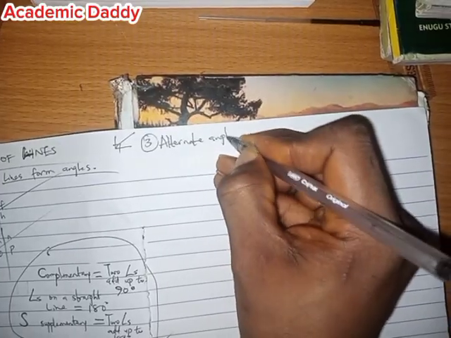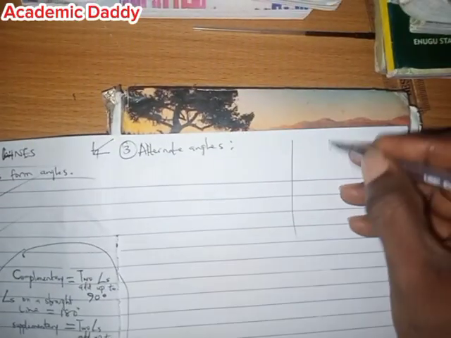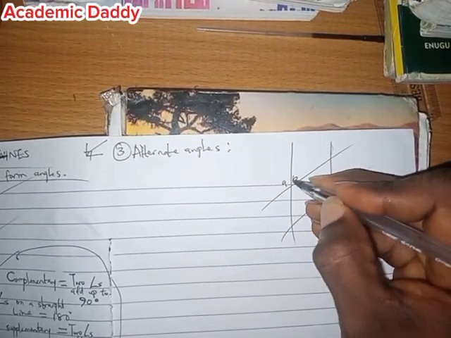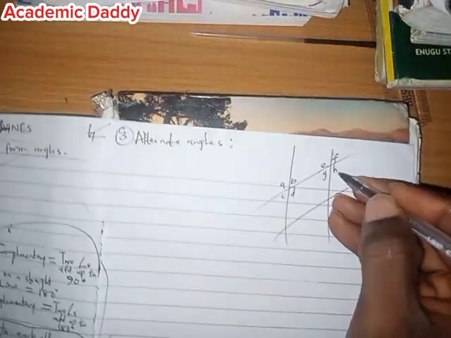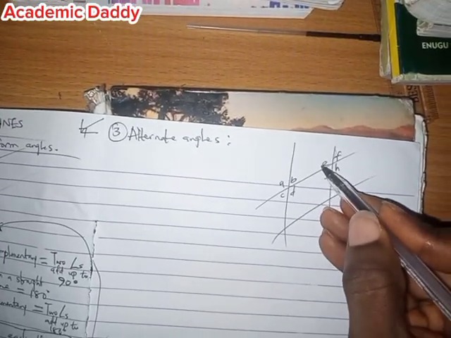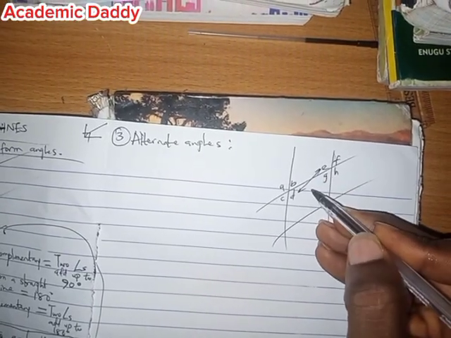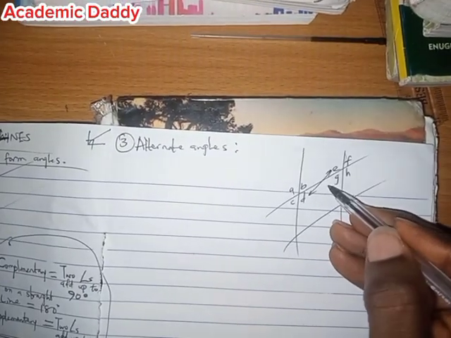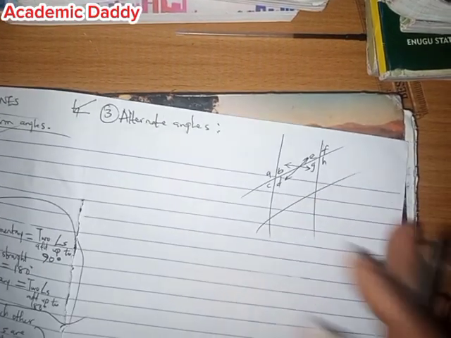Alternate angles are equal. So let me draw that again. I have this, and I have A, B, C, D, E, F, G, H. Notice something. This E is opposite this. They are facing each other but at an angle, while this G is facing this at an angle. So see what it means.